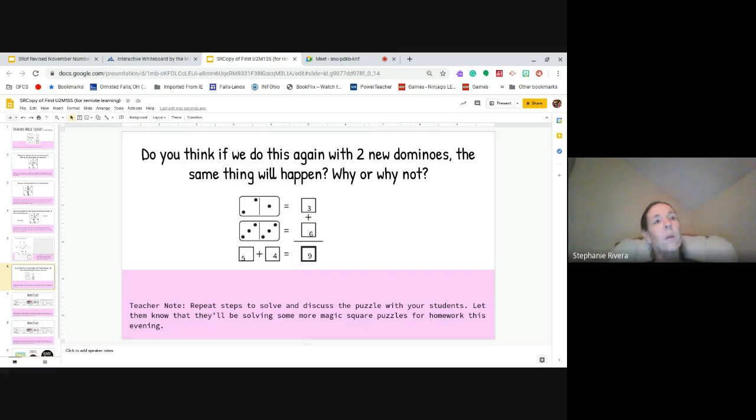So I know in your take-home work, your at-home work, there are some magic domino squares. So now you will be able to do those. So if you are struggling with those, hopefully this will help. And I hope that time to the hour is right up your alley.